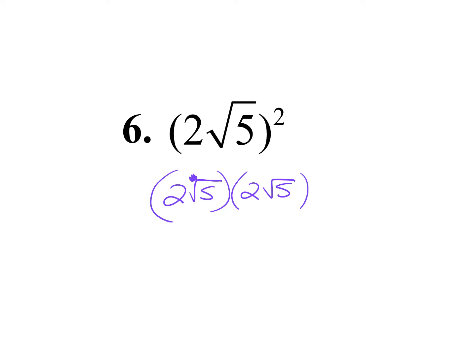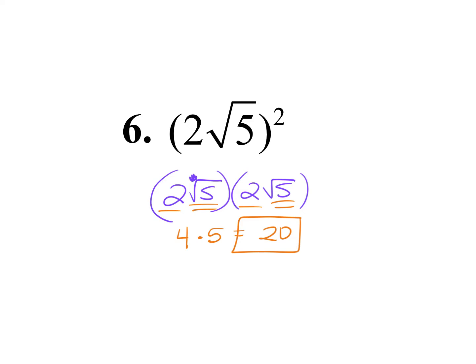So what can be multiplied here? 2 times 2 is 4. Rad 5 times rad 5 is the square root of 25, which is 5, right? So 4 times 5, or 20. Okay, so that's one way to do it. Anyone do it a different way?